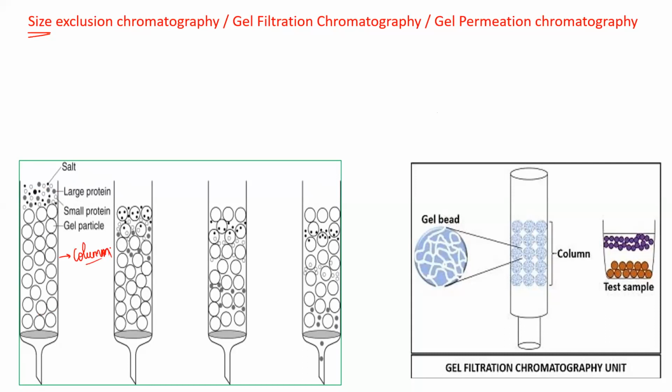Now this stationary phase here is in the form of beads. There are certain properties that this stationary phase must have. What is one of the properties? It must be inert. The stationary phase must be an inert material. What is an inert material?